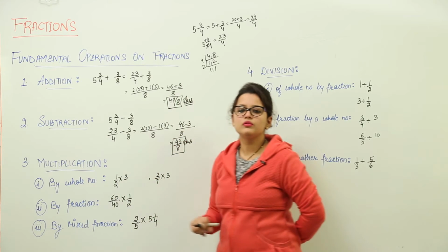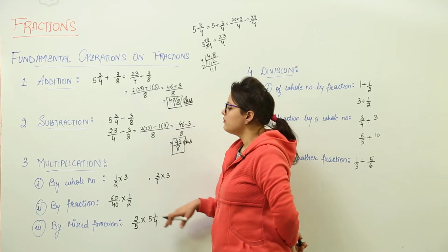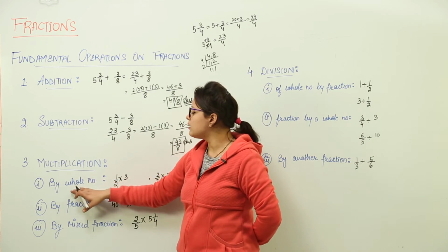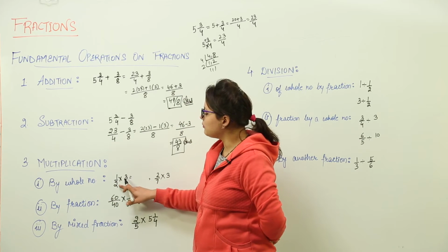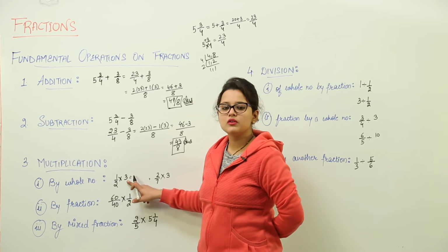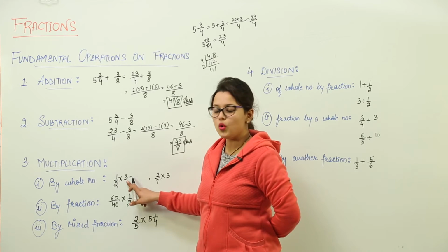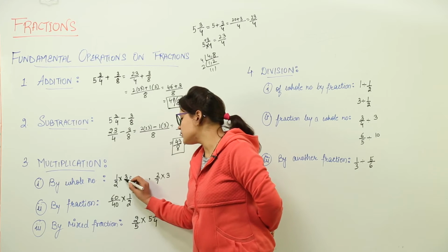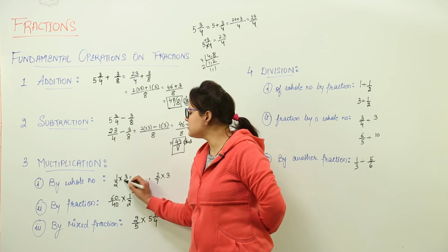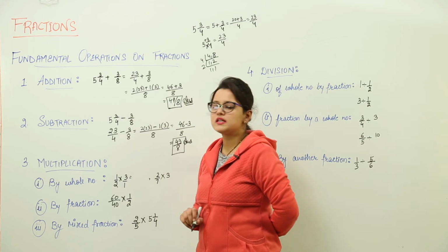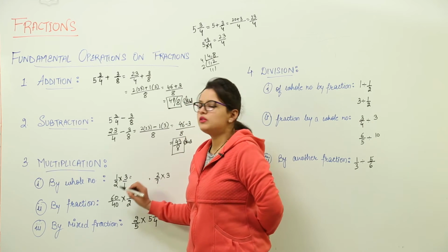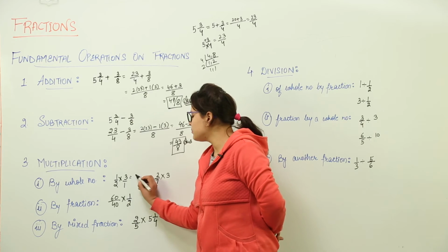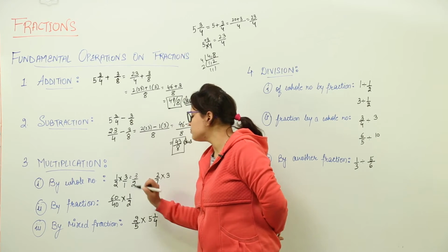Now let us move on to the multiplication of fractions. When you have to multiply a fraction by a whole number, for example, you have taken 1 by 2 multiplied with 3. Now 1 by 2 is a fraction and 3 is a whole number. So when a whole number is written and nothing is written in the denominator, that means it has the denominator as 1. So you multiply the numerator with numerator and denominator with denominator, you get 3 upon 2.